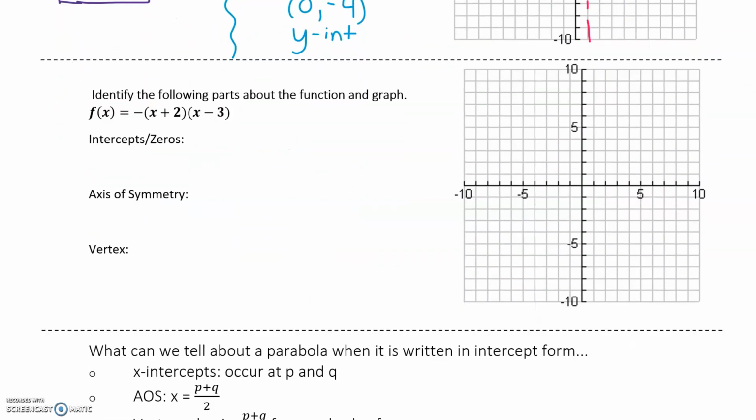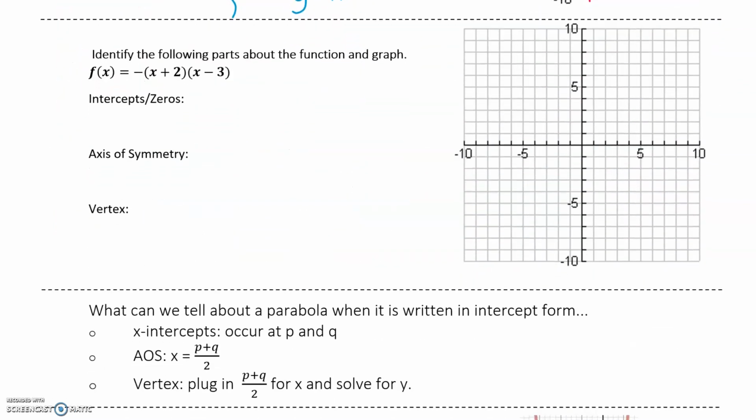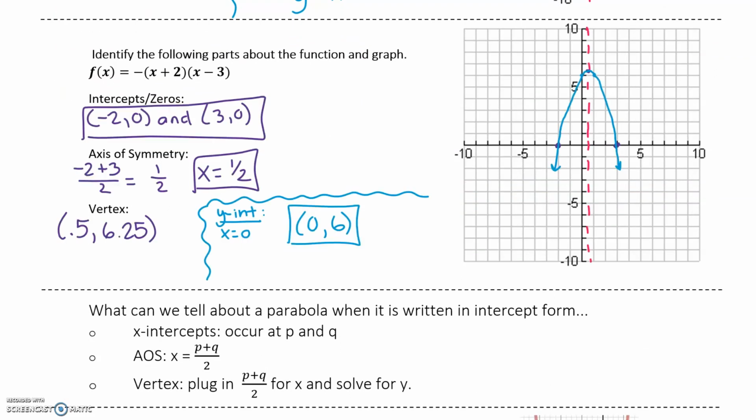Okay. So take a second, go ahead, pause the video, work out the next one, and then come back. All right, here is that next one. You're going to see your zeros, your x-intercepts are at -2, 0, and at 3, 0. Your axis of symmetry should be at x equals 1/2 or 0.5. Your vertex is going to be at 0.5, 6.25. Your y-intercept will be at 0, 6. So that'll give you all 5 of the points that you need so you can make a nice parabola.